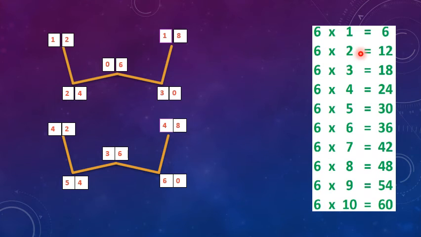See here, 6 ones are 6. So here is your 6 ones are 6. 6 twos are 12. So we'll start from here and we'll go here, right? So 6 twos are 12. 6 threes are 18. 6 fours are 24. 6 fives are 30. 6 sixes are 36. 6 sevens are 42. 6 eights are 48. 6 nines are 54. 6 tens are 60. It's very easy.